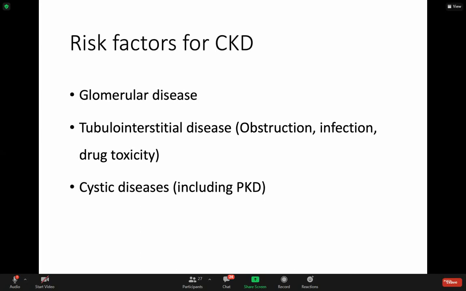Okay. Glomerular diseases, if you have a glomerular disease, someone who has IgA, he's at risk of having a progression, right or not? Someone who has lupus nephritis, he will be at risk of having chronic kidney disease. So glomerular diseases are a risk factor for that.